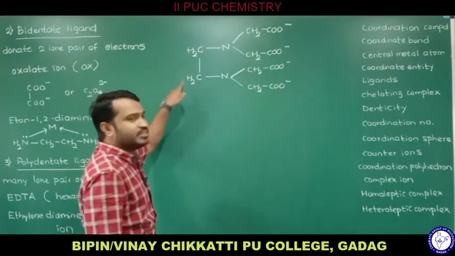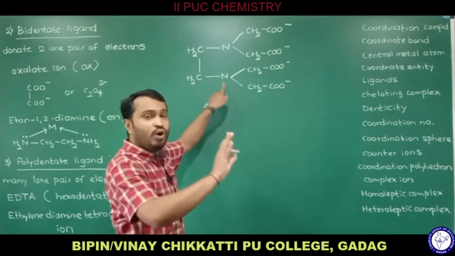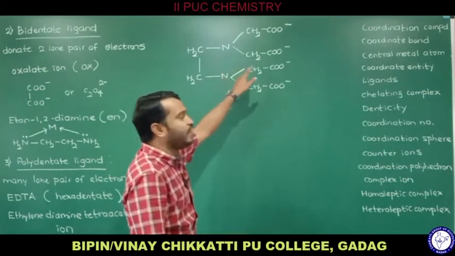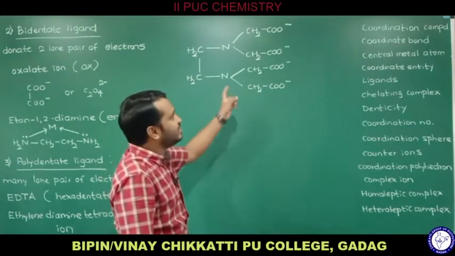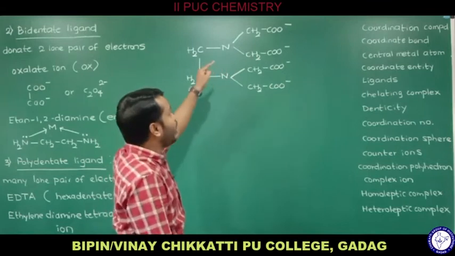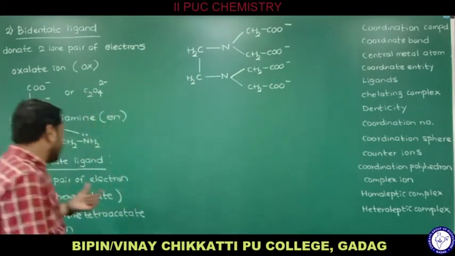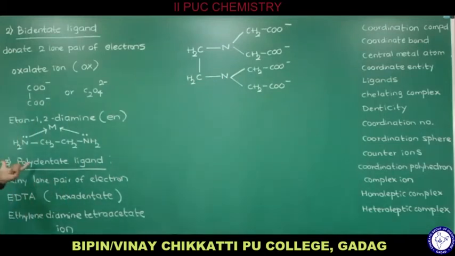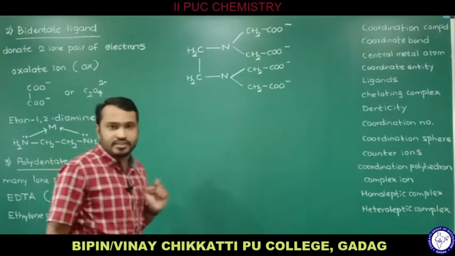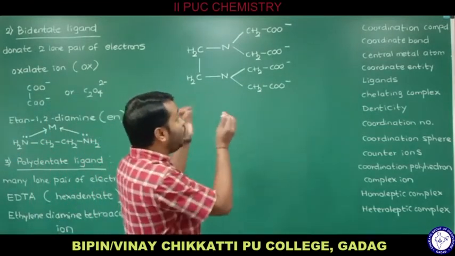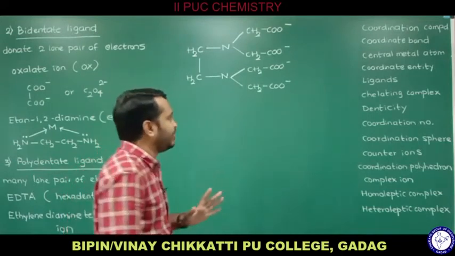So two carbons, ethylene, you can remember, diamine N we have, but the two hydrogens of one nitrogen are replaced by acetate ion, CH3COOH acetic acid, CH3COO minus acetate ion. So two hydrogens of nitrogen are replaced by acetate ion. So this is actually EDTA, which belongs to polydentate ligand, in particular hexadentate ligand, ethylene diamine tetraacetate. And now the question arises, how actually the six lone pairs of electrons are going to donate. So this is the structure actually.